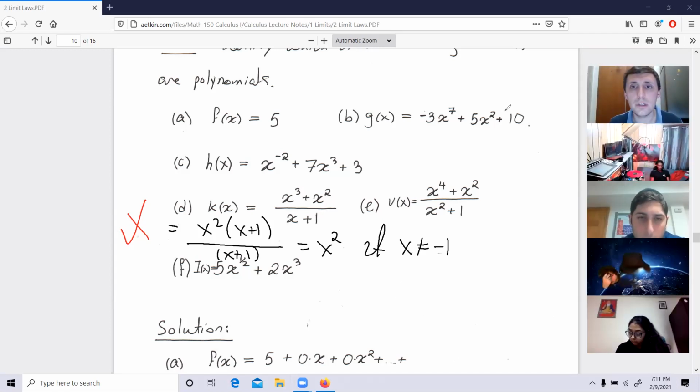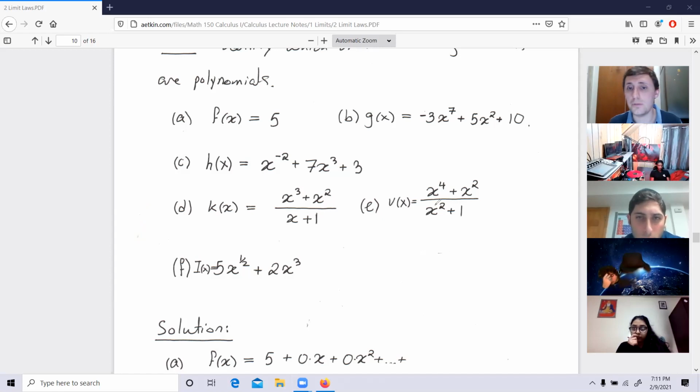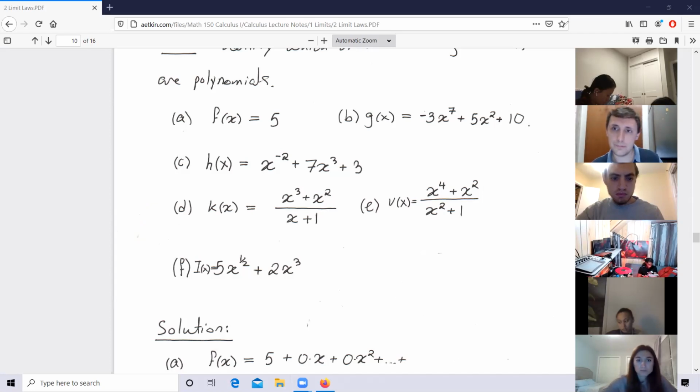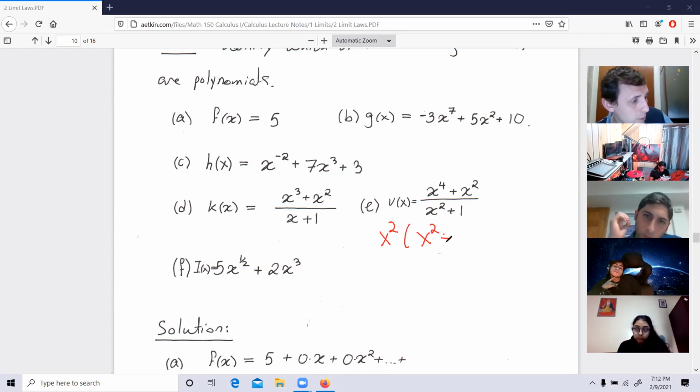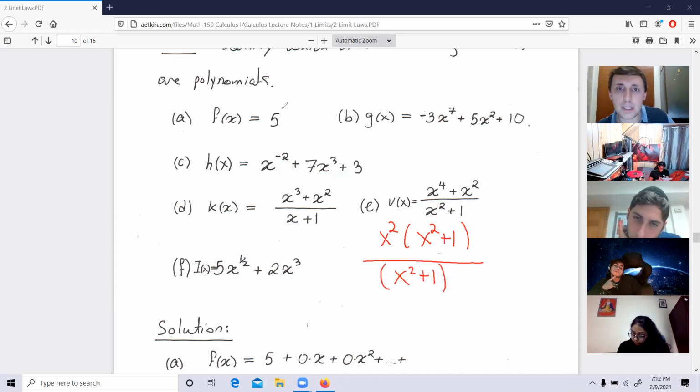Good? And now remind me, I actually already solved this, but is E a polynomial? Yes for E. Wonderful. You see that E is a polynomial, guys? Why is it a polynomial? Because what happens in this case? In this case, I can factor out x squared, and I have x squared plus 1 divided by x squared plus 1. But look at it, guys. X squared plus 1 never equals 0 for real numbers. Always positive, right? Look at it.